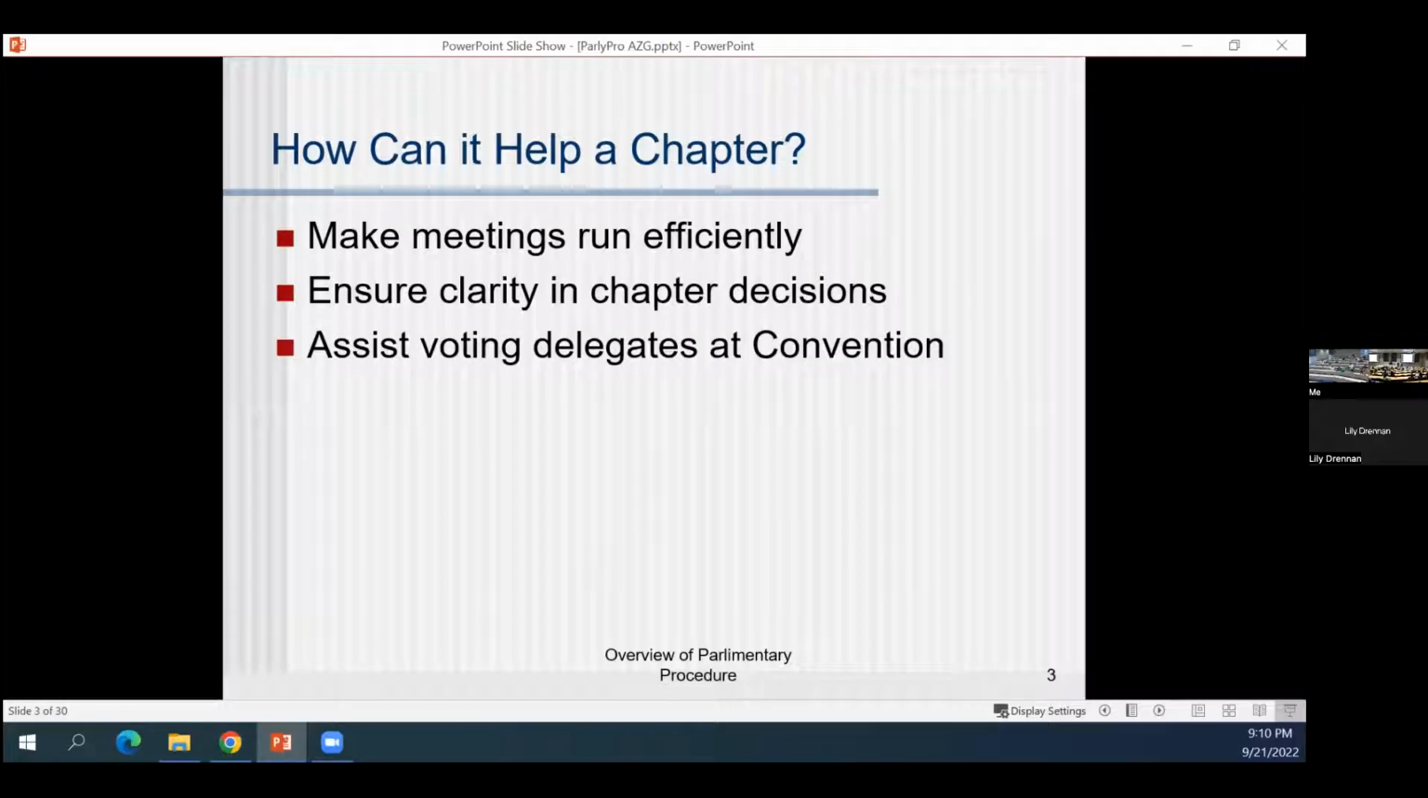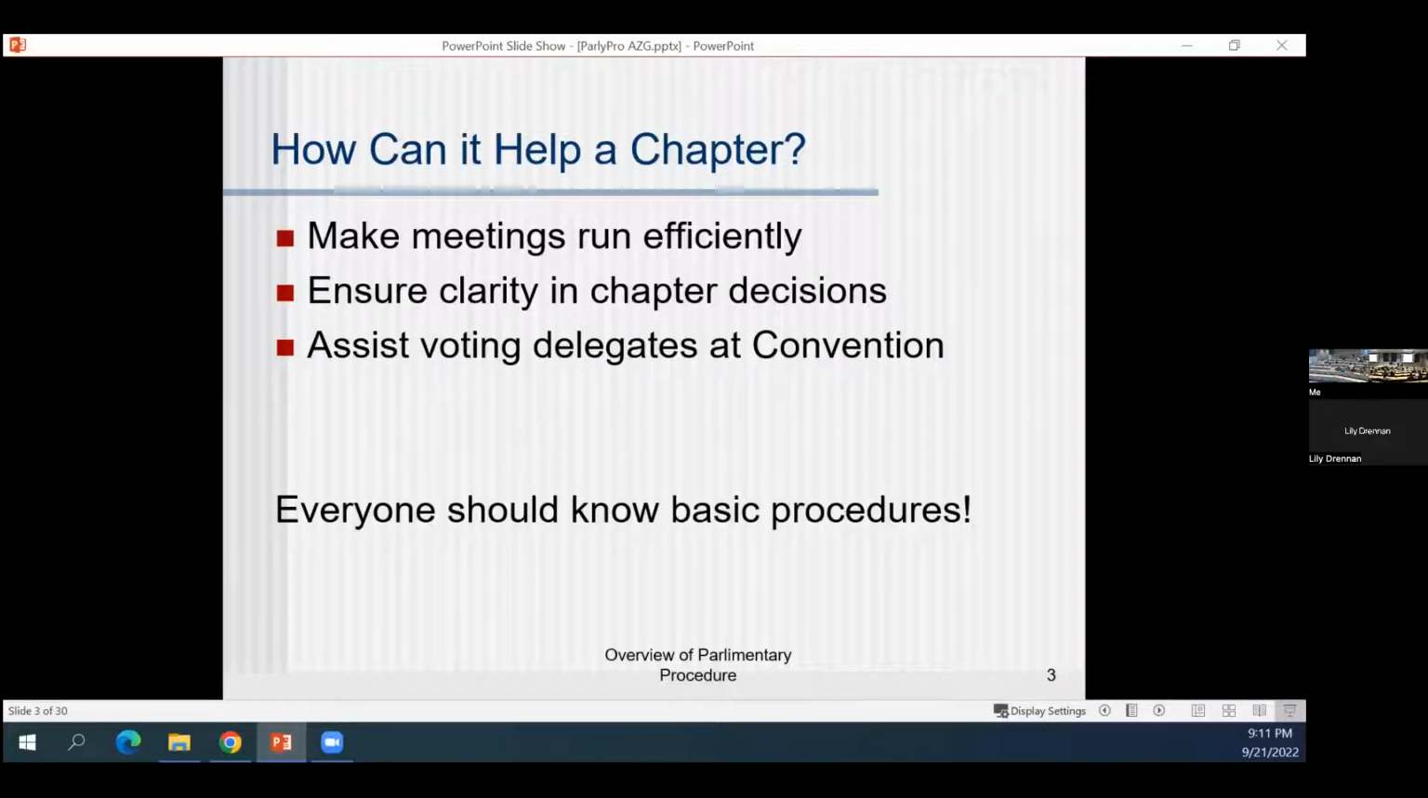So it helps these meetings run efficiently, ensures that decisions are made well, and it will assist voting delegates at our national conventions. Our national convention isn't until December of 2023. Does anyone happen to know where it's going to be? It has already been announced. It's going to be in Indianapolis, Indiana. And in 2025, our 100th anniversary, we will be right down the road in Philadelphia.